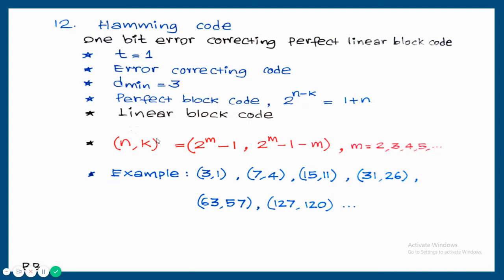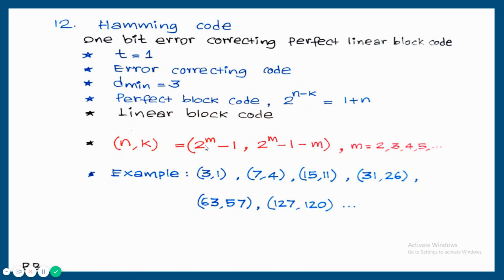Here I am showing the list of Hamming codes. n, k can be obtained like this: 2 raised to m minus 1. m you can select from here. And the second number is 2 raised to m minus 1 minus m. First I will substitute 2. 2 raised to 2 is equal to 4 minus 1, so it will be 3. Next, 2 substituted here: 2 raised to 2, 4 minus 1 minus 2. It will be 1. So the first Hamming code is 3, 1.